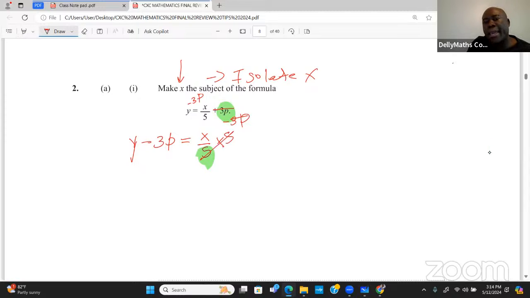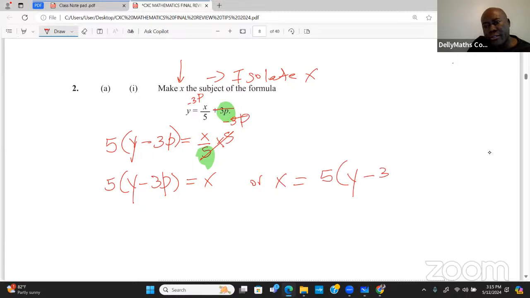So we multiply by 5, and then over here, I'm going to use a parenthesis and then multiply by 5. What I'm looking at is 5, open bracket, y minus 3p, is equal to x. Or you can flip it and say x is equal to 5, open bracket, y minus 3p. There is no desire to distribute the 5 inside. It is okay as is. But if you want to distribute it inside, that's up to you.